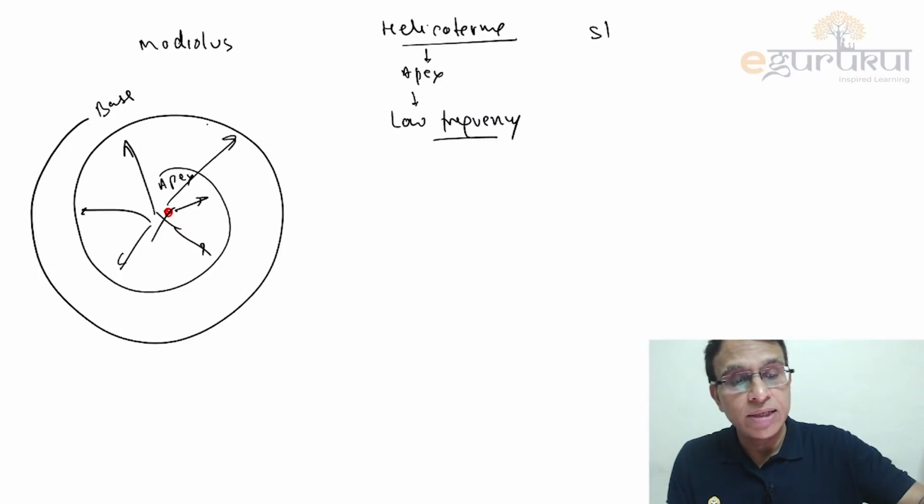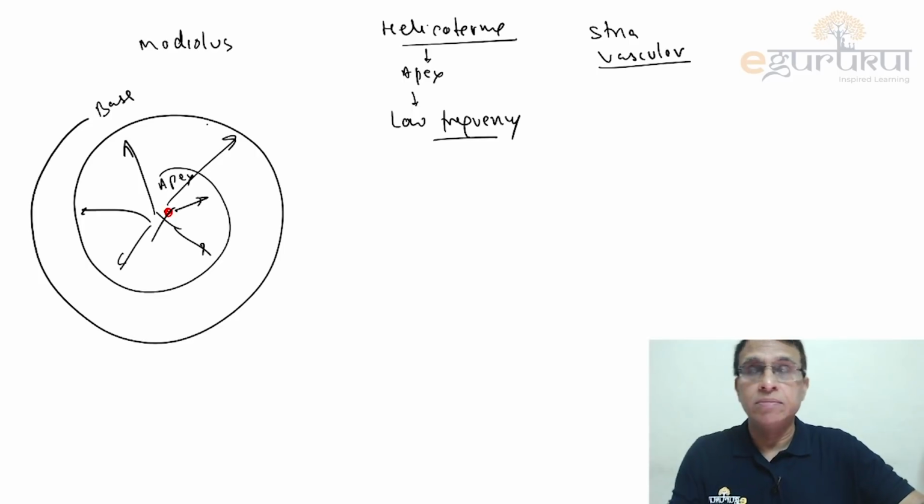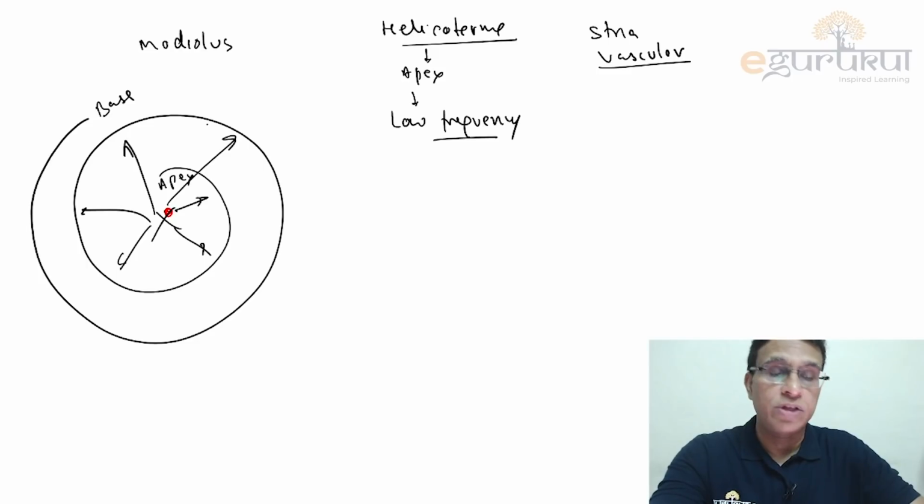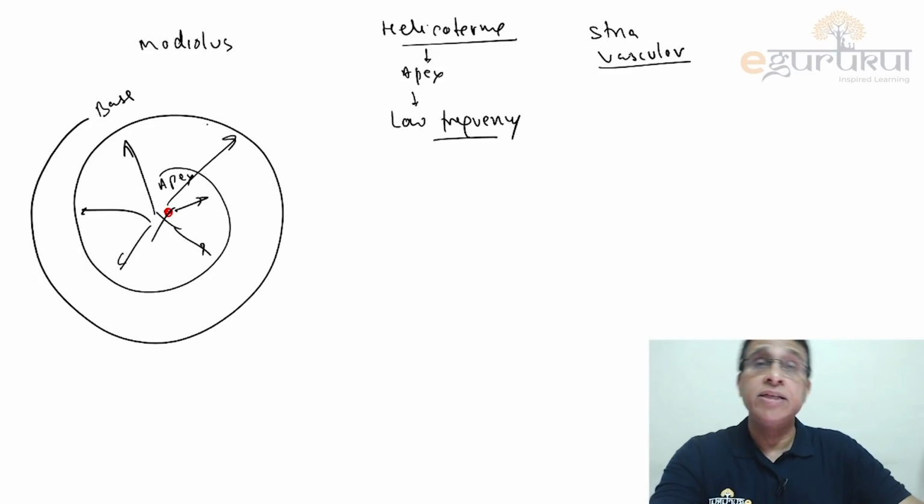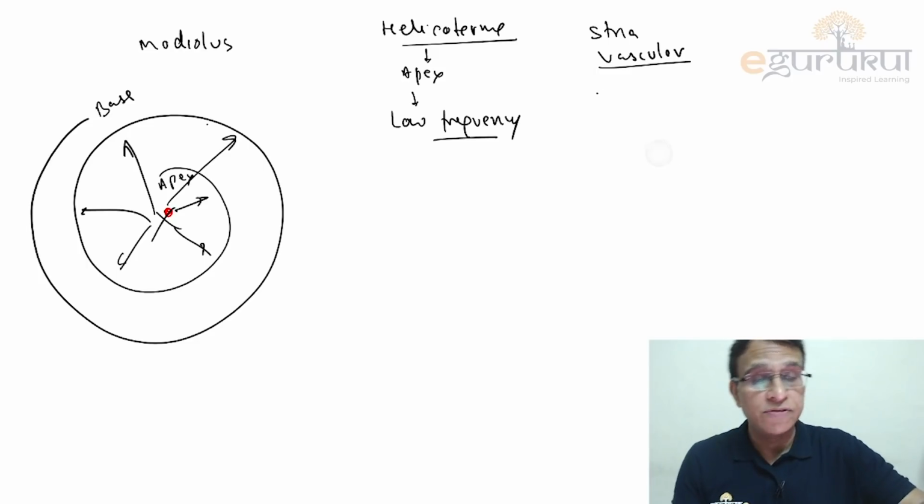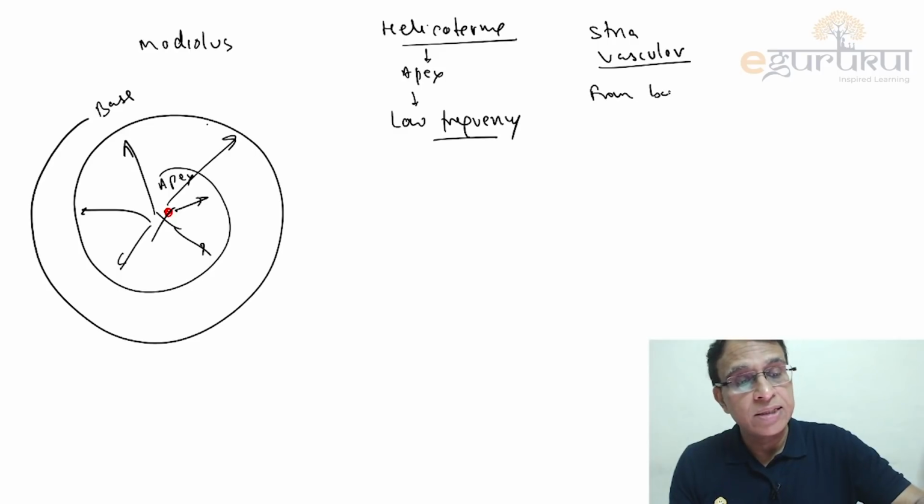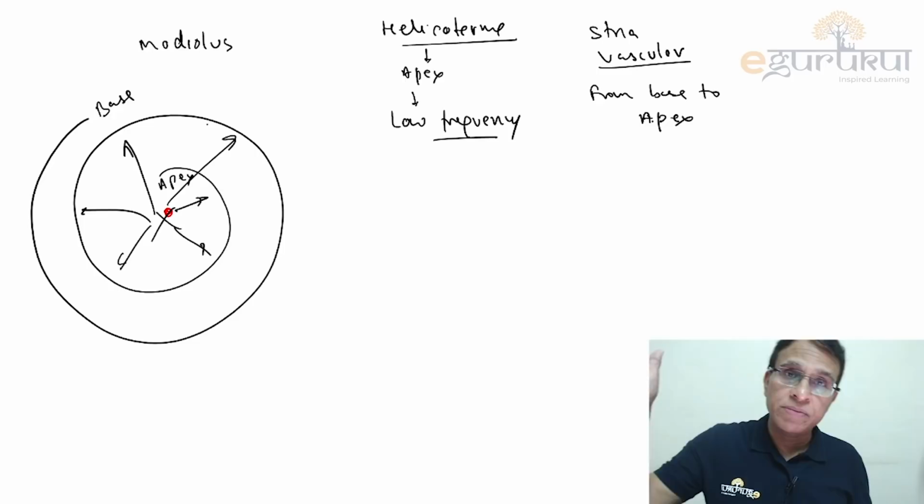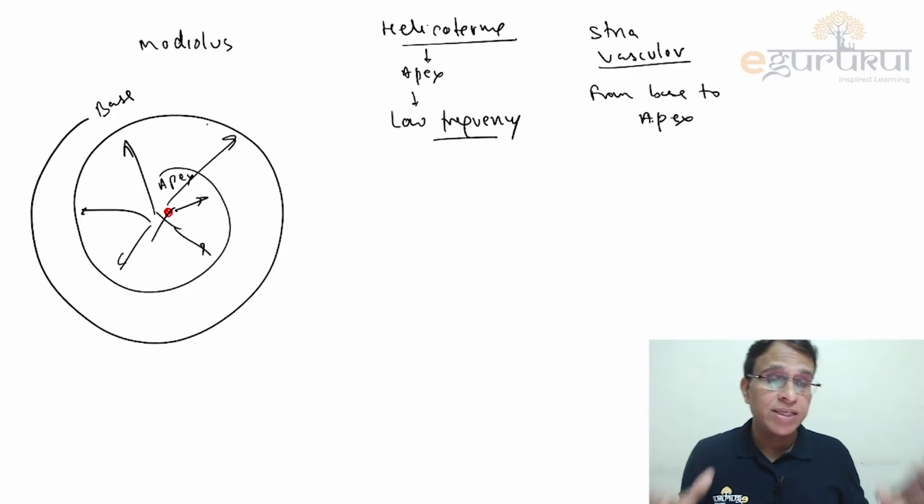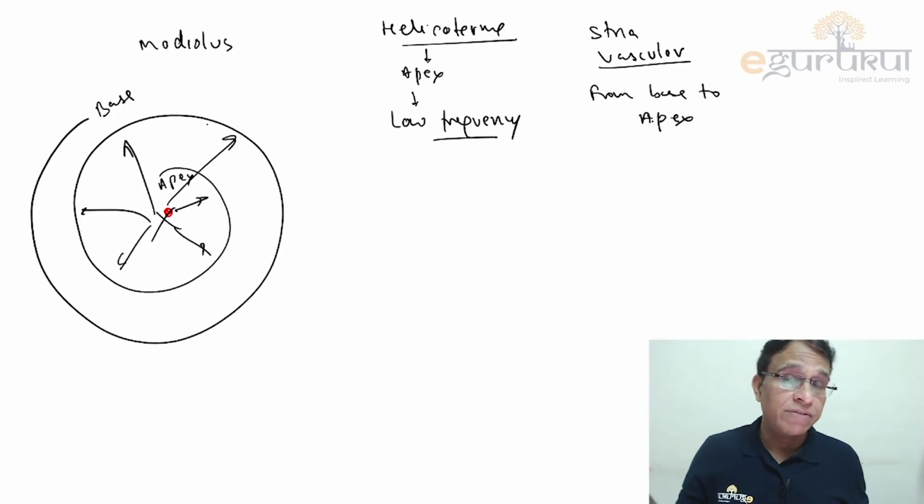And then the third choice was stria vascularis. Now stria vascularis is a membrane that joins the basilar membrane with Reissner's membrane, and therefore again it is in every part of the cochlea. It runs from base to the apex, and therefore once again, if the stria vascularis is damaged, you will have a wide range of frequency.